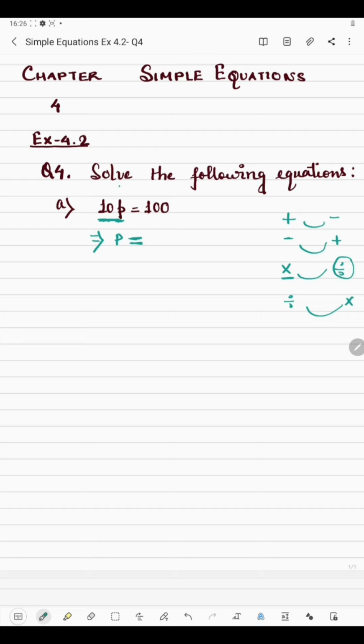So on the right hand side we have 100, and if you take 10 to the right hand side, then it will be 100 divided by 10. Now we will cancel 0. So we have p is equal to 10 by 1, which is 10. Okay, now coming to the B part.